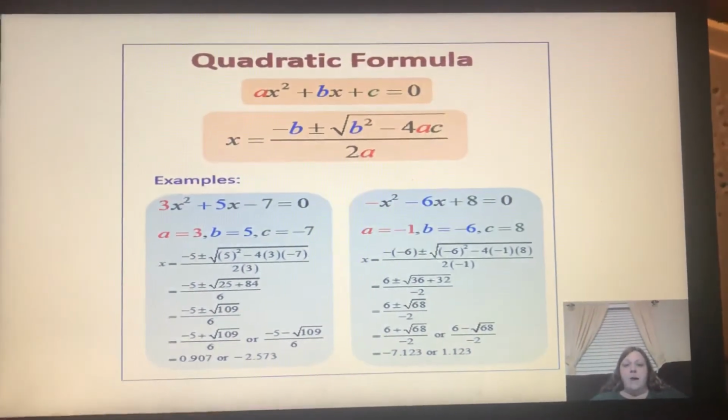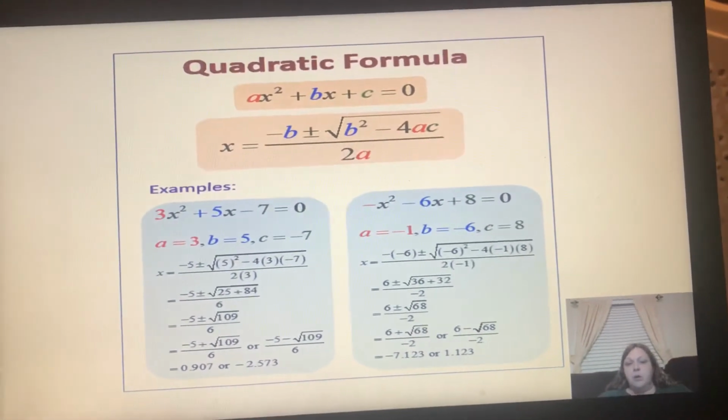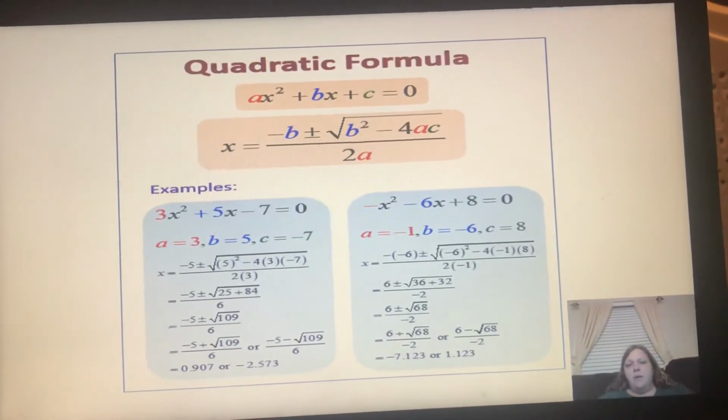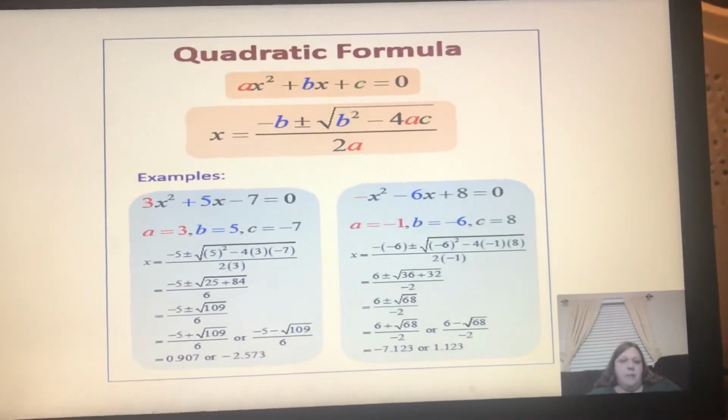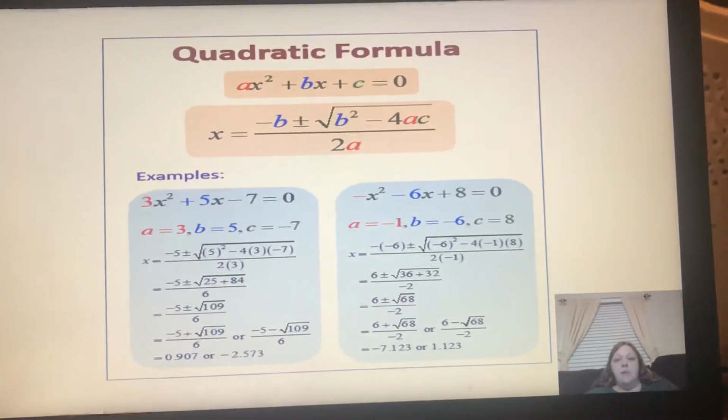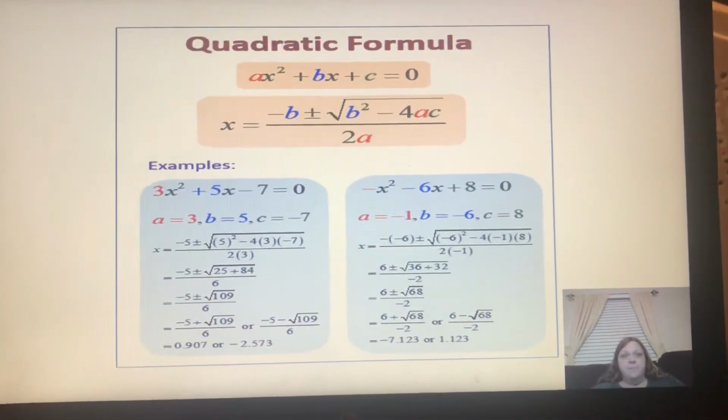Then, once you do that, you see how they have A, B, and C? Those are the numbers you're going to be using. If there's nothing in front of that X, then remember there's always a 1. If there's nothing, there's another number not written. So, take that A, B, and C and plug it into that formula.